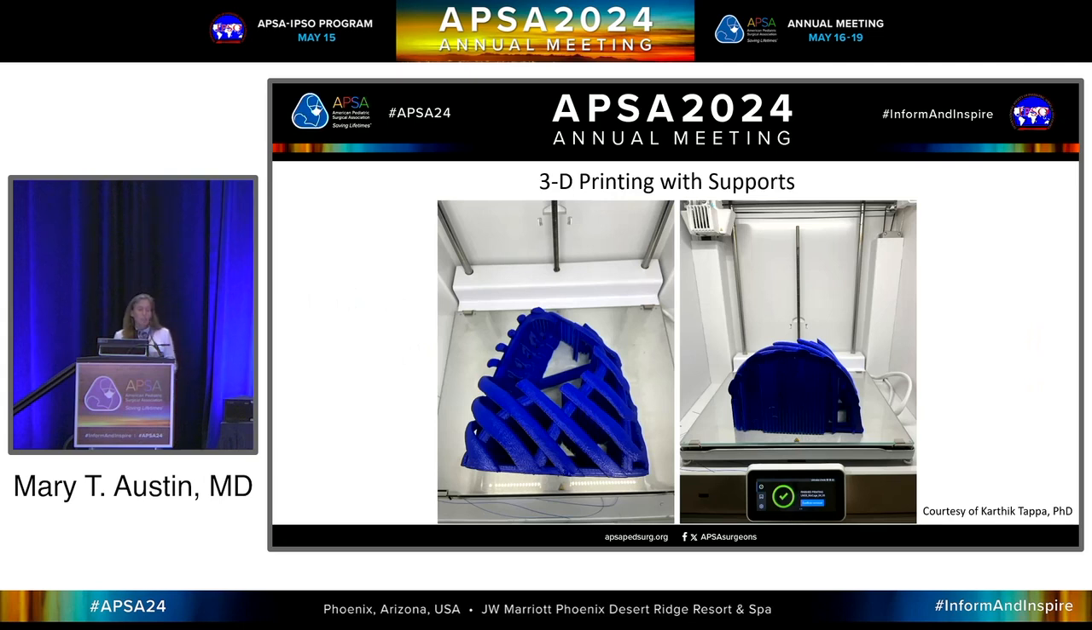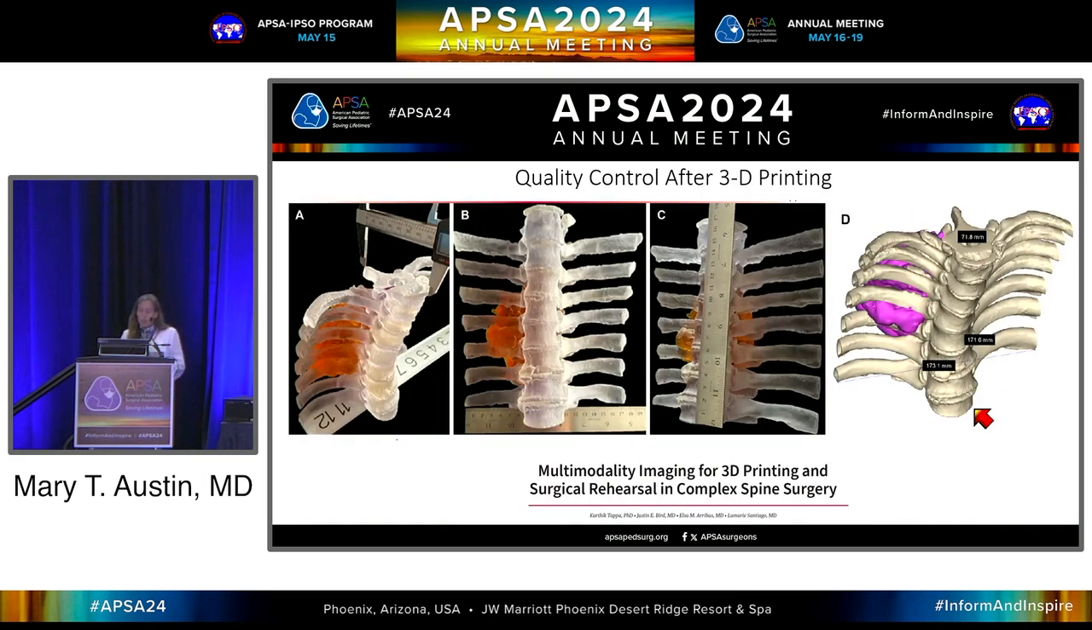When 3D printing, the models are always printed life-size and with supports that are then removed in the post-printing processing phase. Here's an example of the model that I'll be showing later in the presentation being printed. Quality control after 3D printing ensures that the 3D model accurately reflects the segmentation and the corresponding regions of interest.